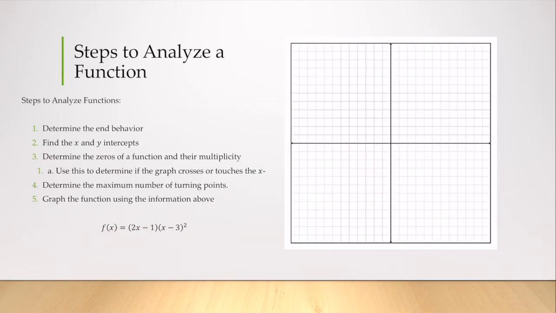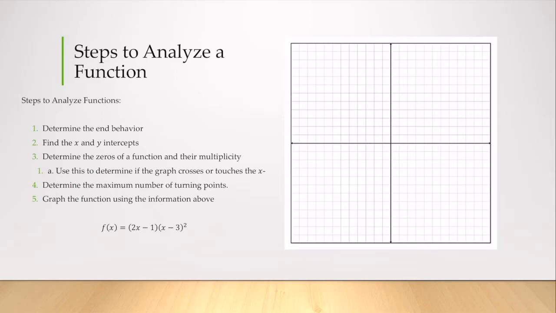So, steps to analyzing a function. Let's determine its end behavior. We want to find our x and y intercepts. We want to determine the zeros, and we're going to use that to determine if our graph crosses or touches the x-axis. We can determine a maximum number of turning points and then sketch a graph of the function.